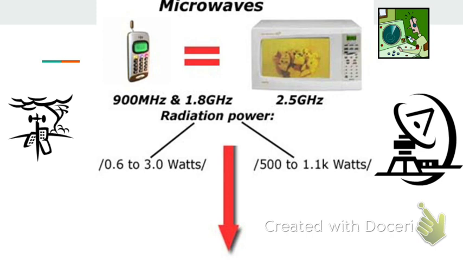So here's some other pictures. You can see the microwave, cell phone. You can look at satellites, right? Satellite, the radar, cell phone towers, all those things are microwaves.